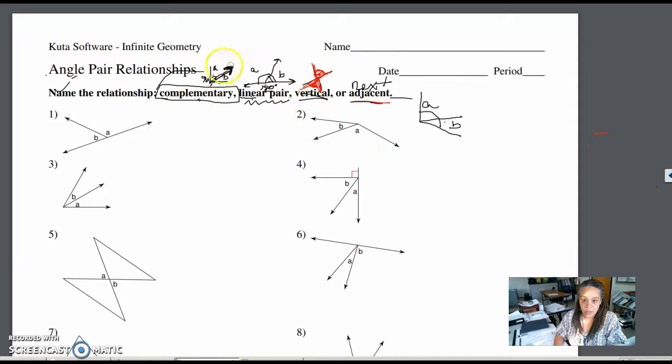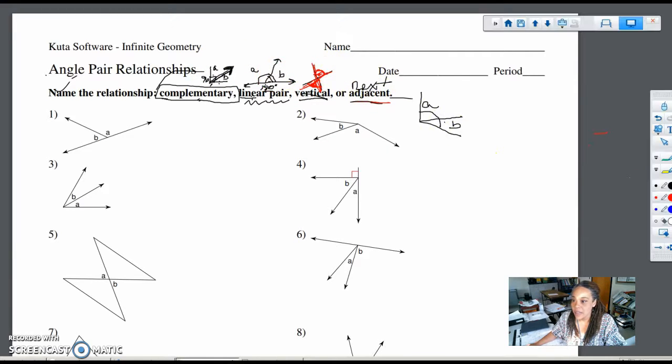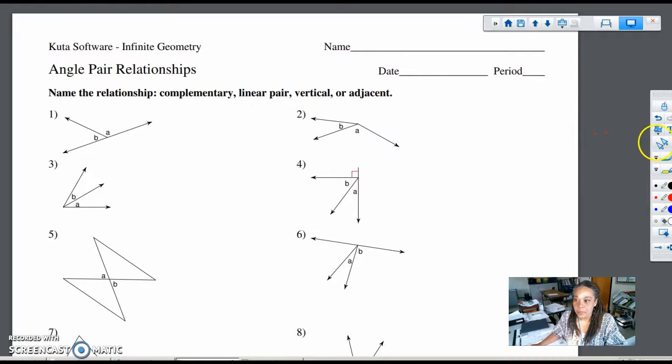So hopefully you've taken those few little notes down. I'm going to clean up the page here, and let's go ahead and tackle a few on this page. Let me clear this and go here. All right, so here at number 1, the first thing I notice is this line seems to be a straight line.